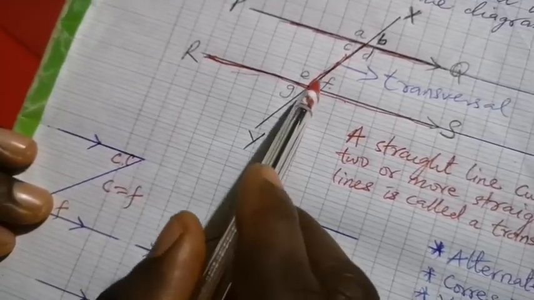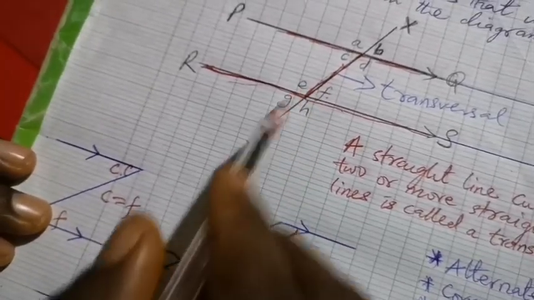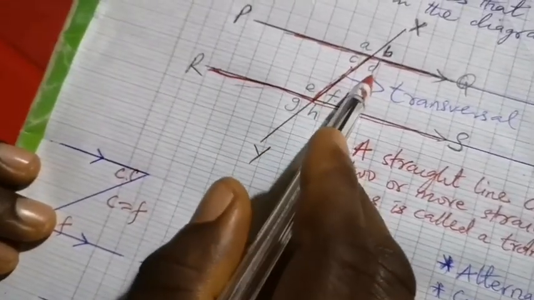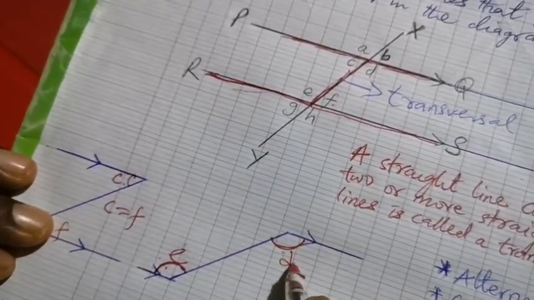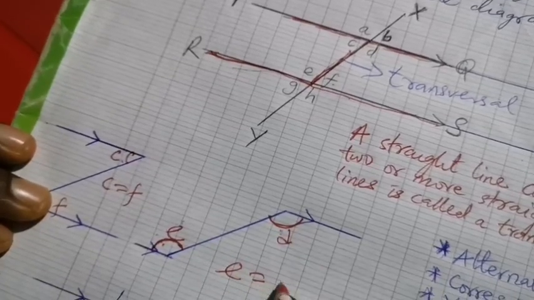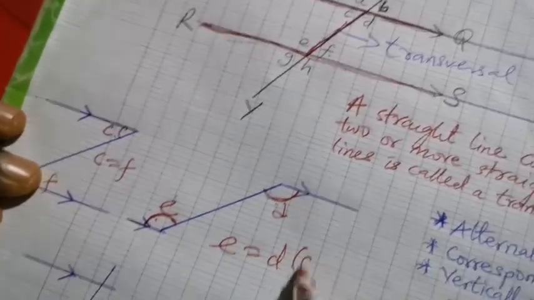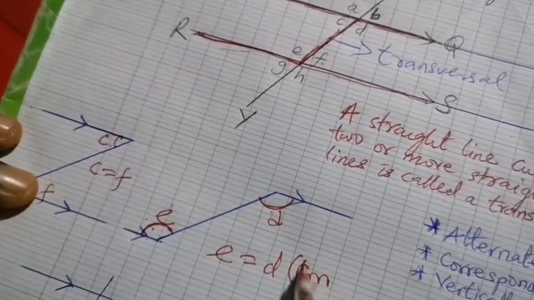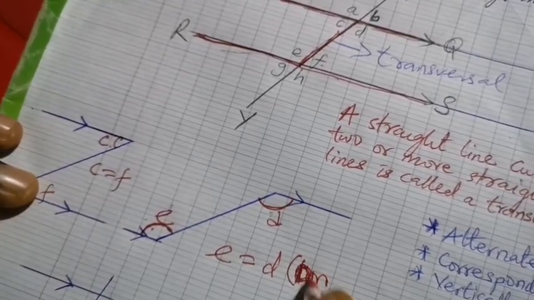So let's come to this place. What I have here is E. Then what I have here is D. That means that D is equal to E. And the reason is what? Alternate angles, not corresponding. Alternate angles are equal.